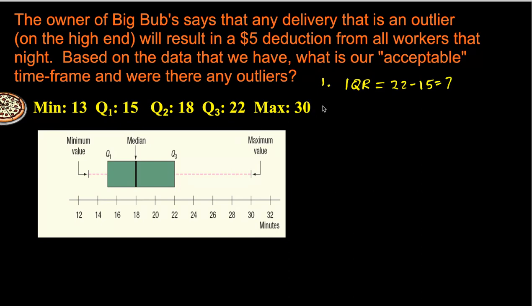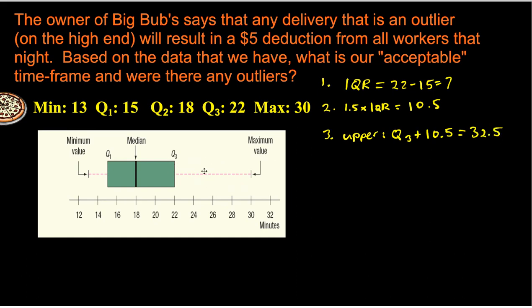Then we take that number, second step in that process, 1.5 times the IQR. So 7 times 1.5 is 10.5. And now we're going to set our upper and lower limits for what would be acceptable. So step 3, our upper limit. Our upper maximum value is Q3 plus 10.5, and Q3 is 22, so 32.5.